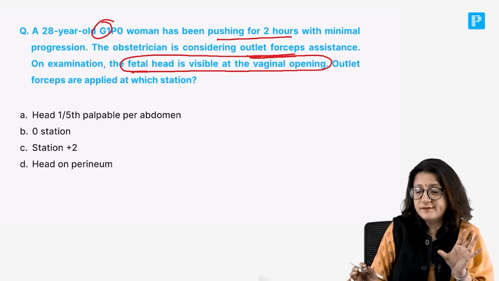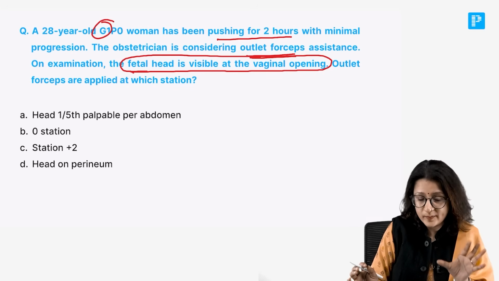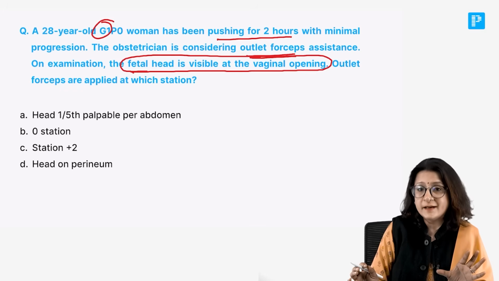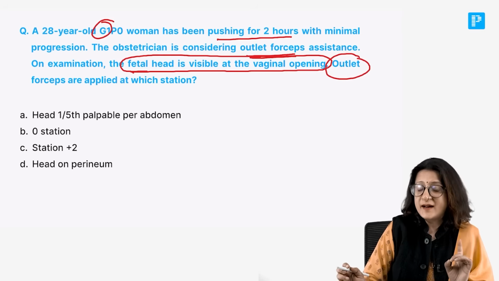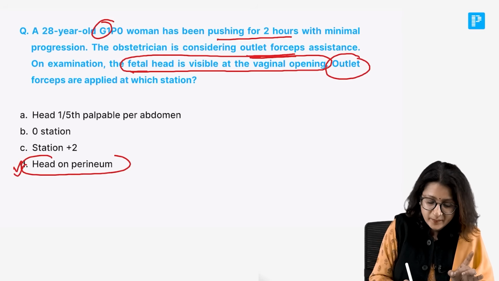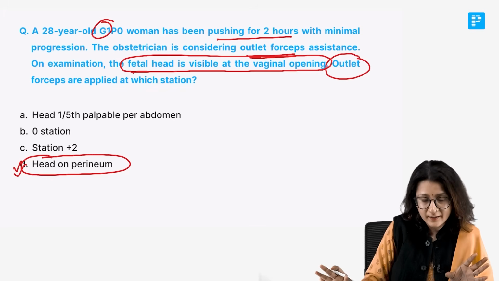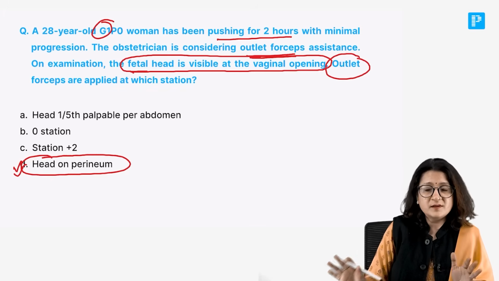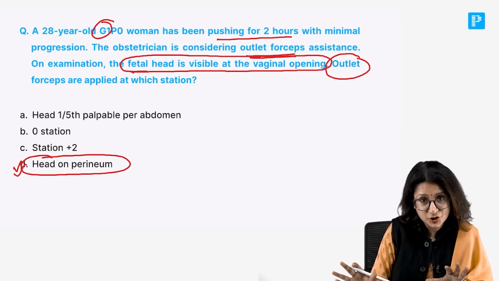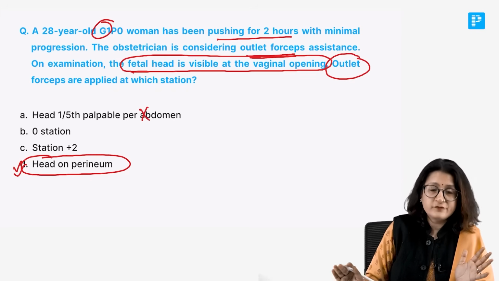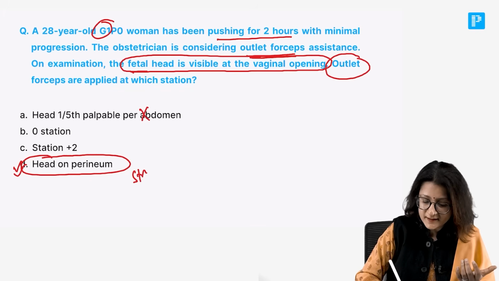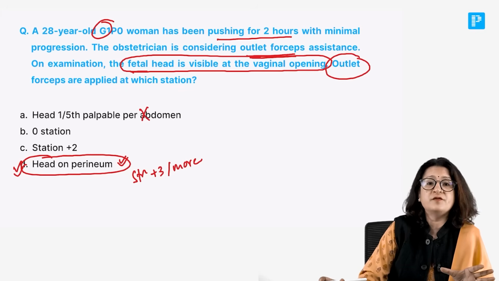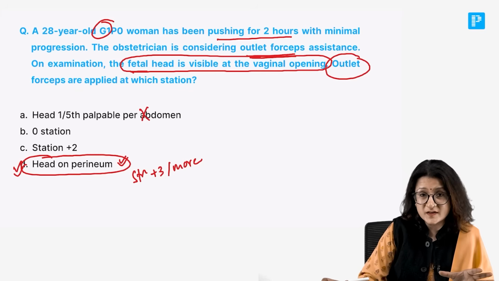If the fetal head or the fetal scalp is visible at the vaginal opening, it means that head is on the perineum. So, outlet forceps are applied when the head is on the perineum. That is your answer. Head 1/5 palpable per abdomen would mean just the fact that the head is engaged. Okay, and I will not use outlet forceps here, because we want more than engaged. We want the station that is +3 or more. The head is on the perineum, the scalp is visible. That type of forceps application is called outlet forceps application.